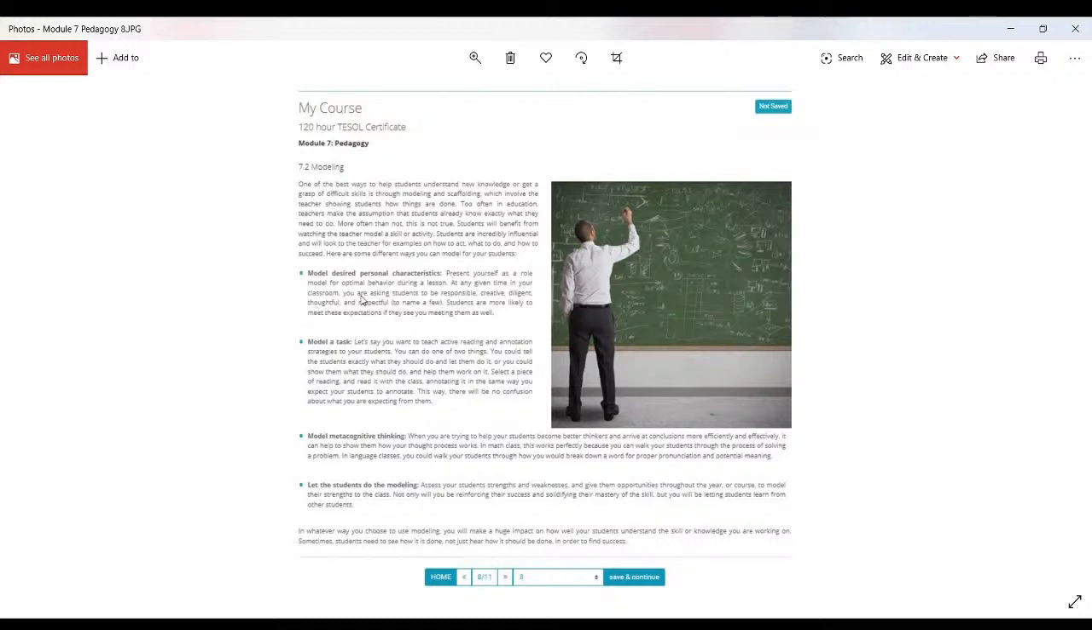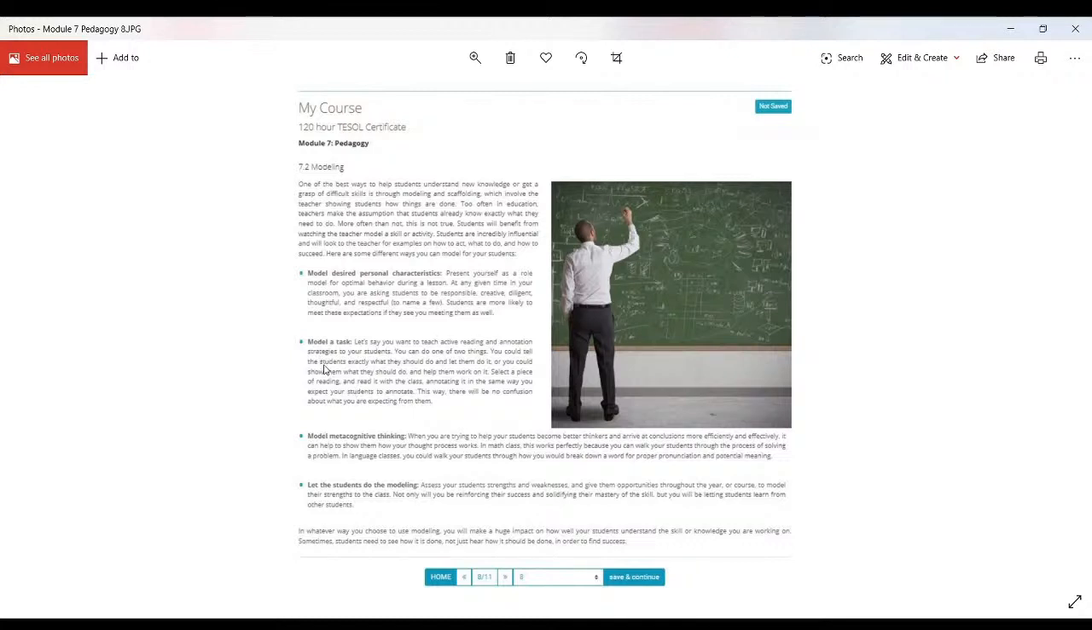First, model desired personal characteristics. You need to present yourself as a role model for optimal behavior during a lesson. Tayong mga teacher, tayo talaga yung role model ni student sa school, right? So if we are asking our students to be responsible, creative, diligent, thoughtful, and respectful, we need to show it first. Students are more likely to meet these expectations if they see you meeting them as well. It's like action speaks louder than words, right?